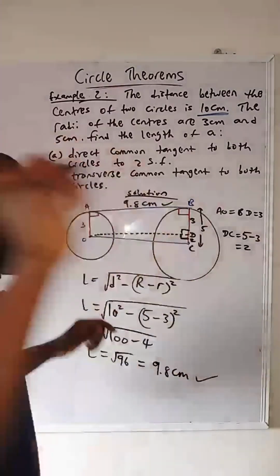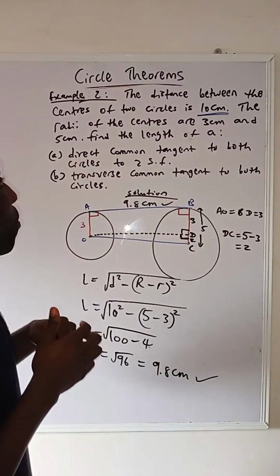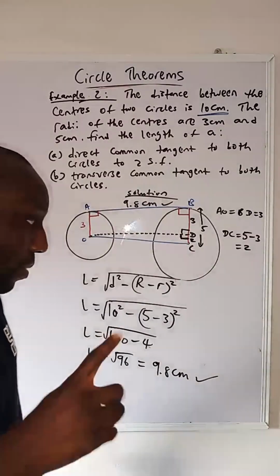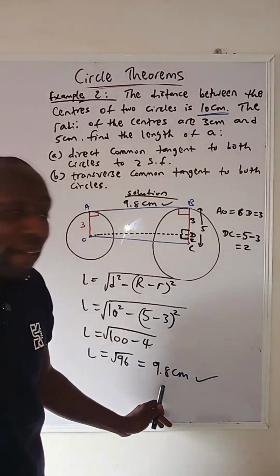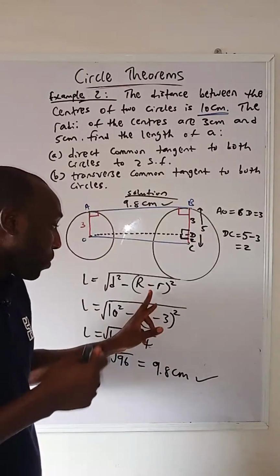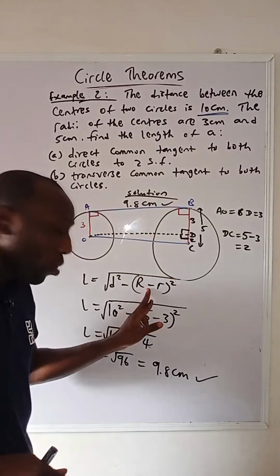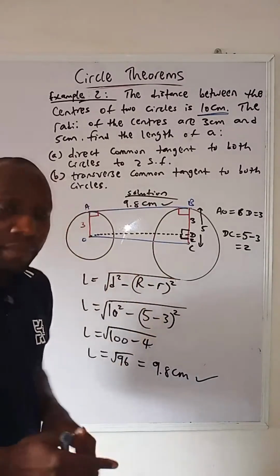So sorry, that one we did before was for the transverse common tangent and not for the direct. So this is the correct one for the direct. This is the formula now. We use plus for the other one, but it's supposed to be minus for direct. Transverse is minus and plus. Direct is minus and minus.